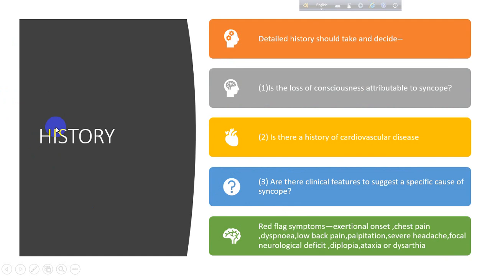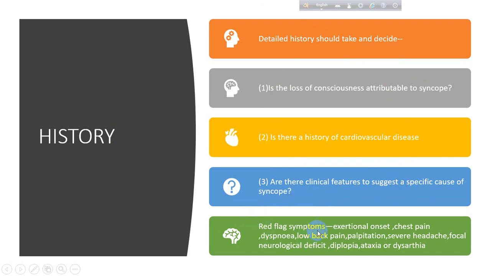And now, what history should you take? Detailed history should be taken and decide mainly these three things. Number one, is the loss of consciousness attributable to syncope? Number two, is there a history of cardiovascular disease? Number three, are there clinical features that suggest a specific cause of syncope?